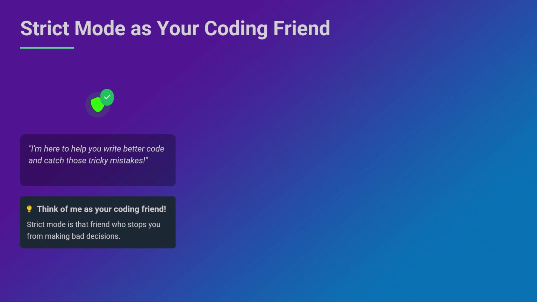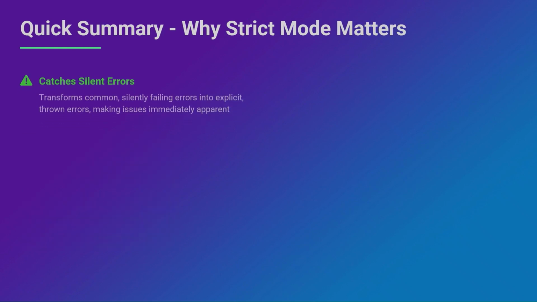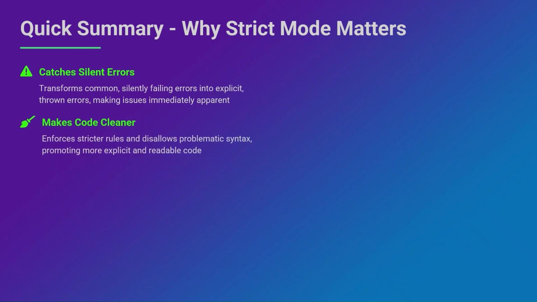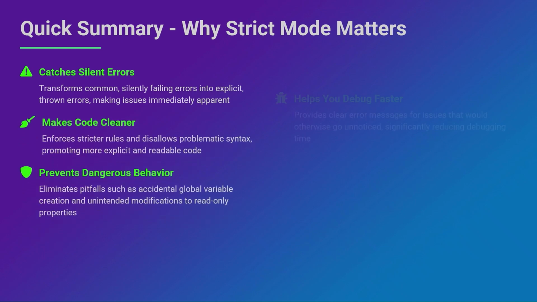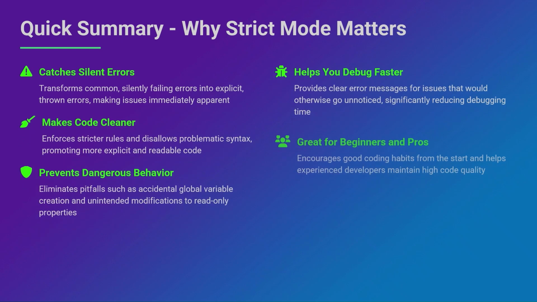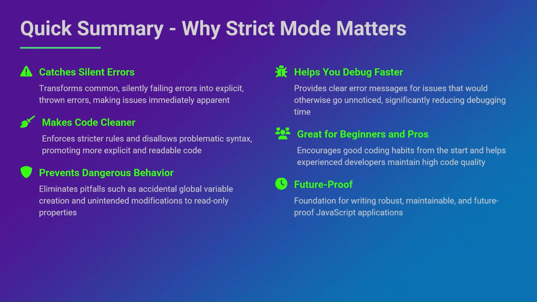JavaScript already uses strict mode automatically in things like modules and classes, so you will be using it a lot later, without even thinking about it. So to summarize, "use strict" catches silent errors, makes your code cleaner, prevents dangerous behaviors, helps you debug faster, great for beginners and pros. And that's strict mode, a tiny line that gives you a huge protection.